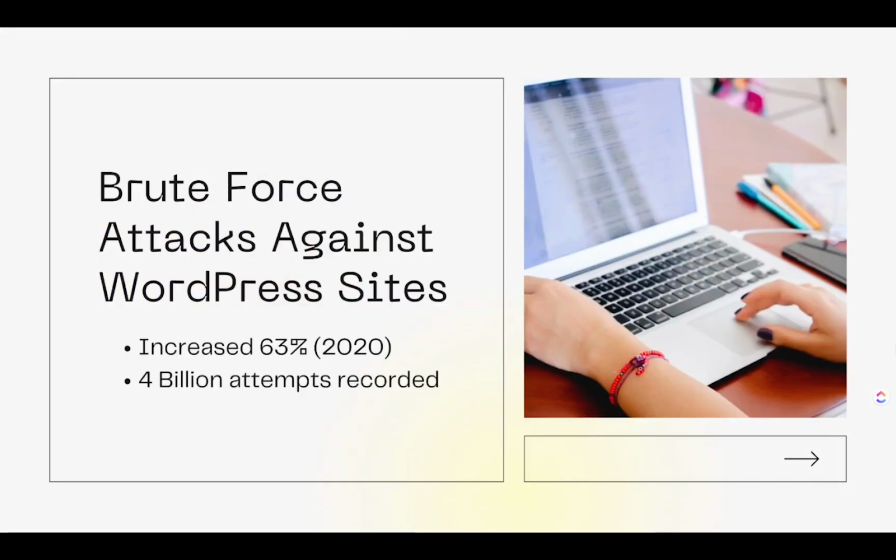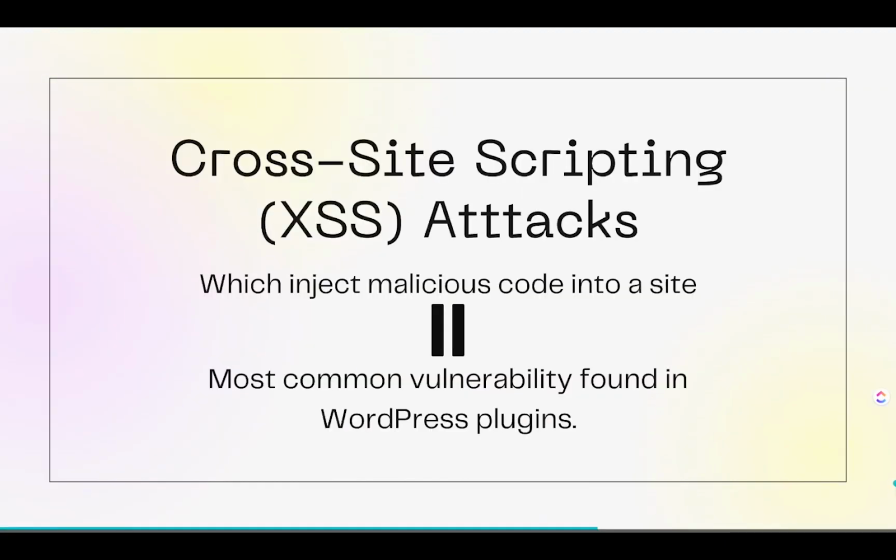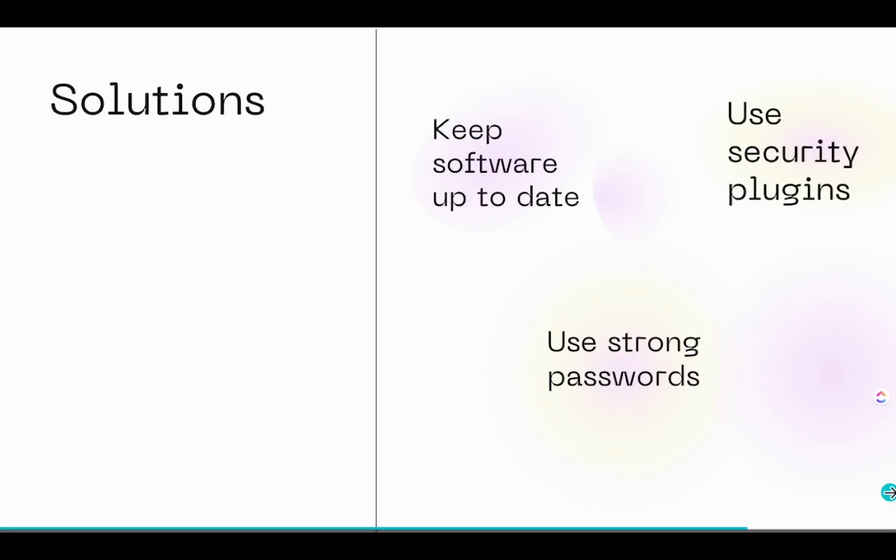Another report by Wordfence, a WordPress security plugin provider, found that brute force attacks against WordPress sites increased 63% in 2020, with over 4 billion attempts recorded. Additionally, cross-site scripting attacks, XSS attacks, which allow a user to inject malicious code into a site, were the most common vulnerability found in WordPress plugins. In summary, WordPress sites are a popular target for security threats, and website owners should take proactive measures to make sure their sites are safe, such as keeping software up to date, using security plugins, and using strong passwords.